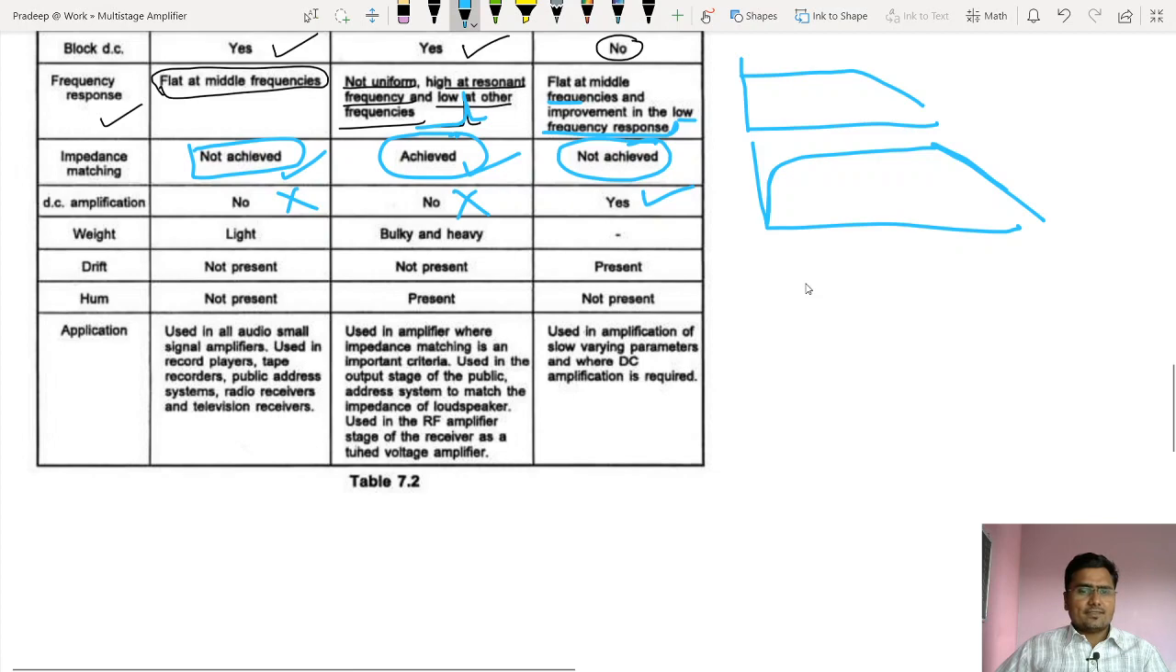Then weight, obviously it is lightweight. Bulky and heavy. Why does it become bulky and heavy? Because of the transformer, isn't it? By common sense, when you use a transformer, the circuit becomes bulky and heavy. So that's why I have written bulky and heavy. Then obviously there is no question of weight. Output is directly connected. Then drift is not there, there is also no drift, but the direct coupled amplifier can give you a small drift.